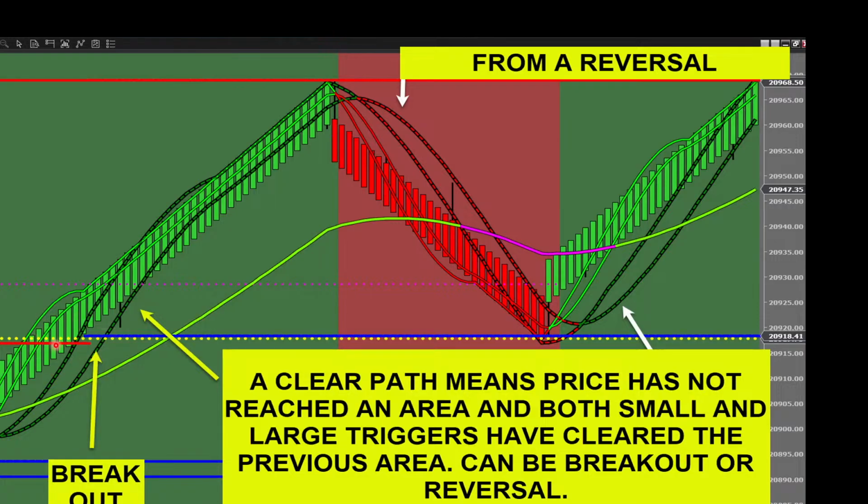So over here, when price reaches resistance and the triggers are below, this is your sit on your hands and do nothing phase. Once your small triggers and your large triggers get above the area in question or below the area in question, guys, that's when we consider the path to be clear. Not price bars breaking, but rather trigger lines, small and large. Once you have a clear path, your path remains clear until you reach the next area.